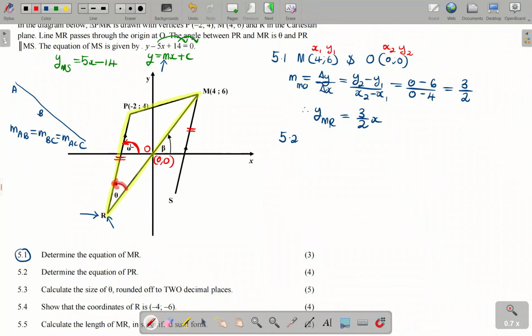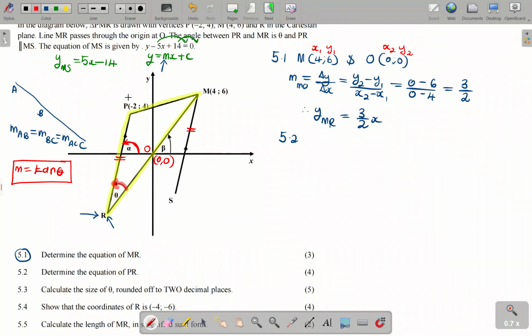Why am I saying it is the angle of inclination? The angle of inclination, remember, is the angle measured from the positive x-axis to the straight line there. So to find the angle of inclination, this is the formula: m is equal to tan of theta. So this is the formula you can use to find the gradient.